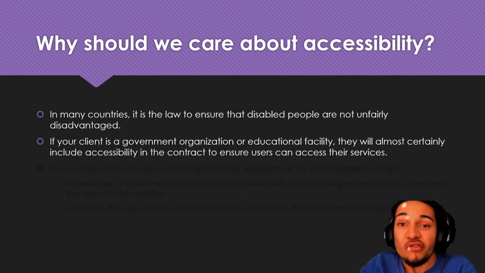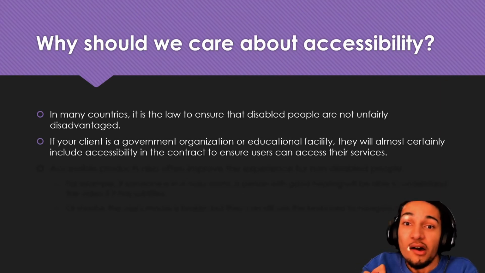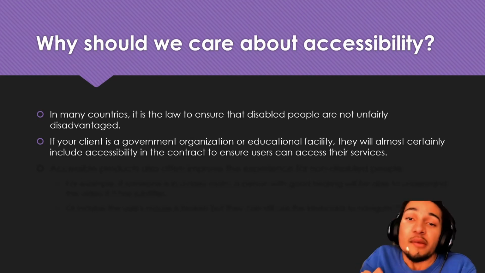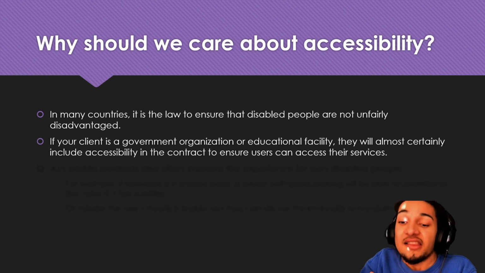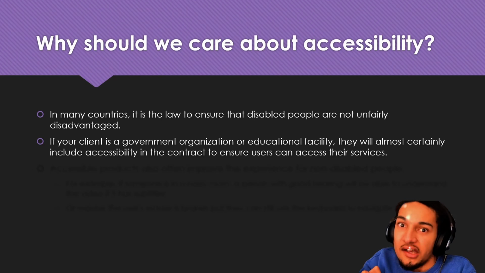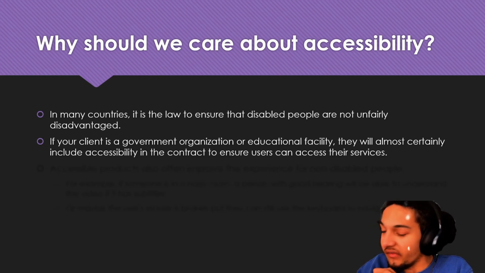But aside from that, if you get clients in the future, if you are really competent, you might get a government contract, a government organization, or maybe an educational facility. They will need accessibility included and thought of through the contract. That will be in the contract because they need their users, again, by law, to be able to access their services, whatever that might be that they're offering.